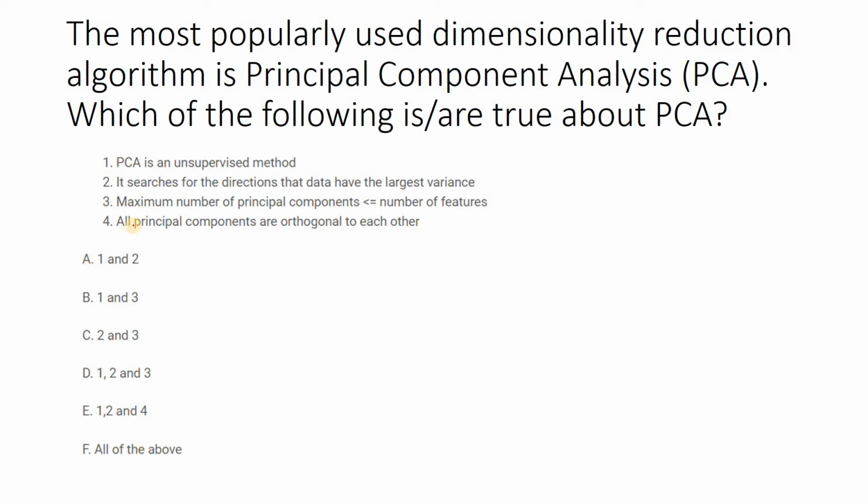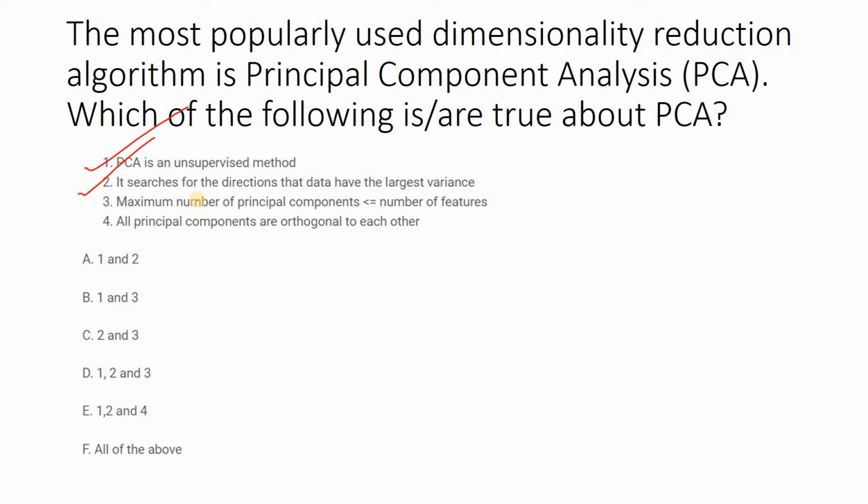Pause my video, try to think about the correct answer. Here I am explaining. See, PCA is an unsupervised machine learning algorithm, no doubt in that, because we don't require the labels to apply PCA. We simply apply PCA and we get the dimensionality-reduced data. Right. So option 1 is correct. Okay. Then it searches for the direction in which the data has the largest variance. Yes, that's the intuition or final goal of PCA. So option 2 is also correct.